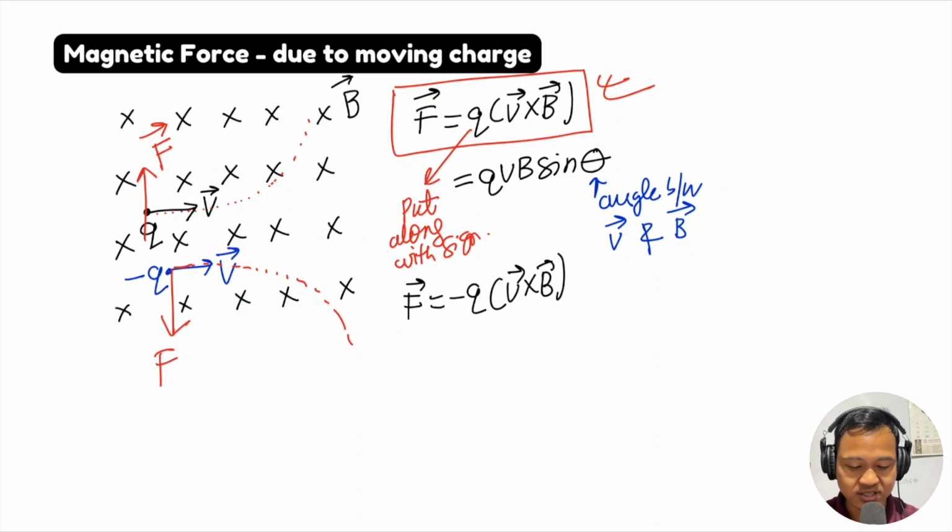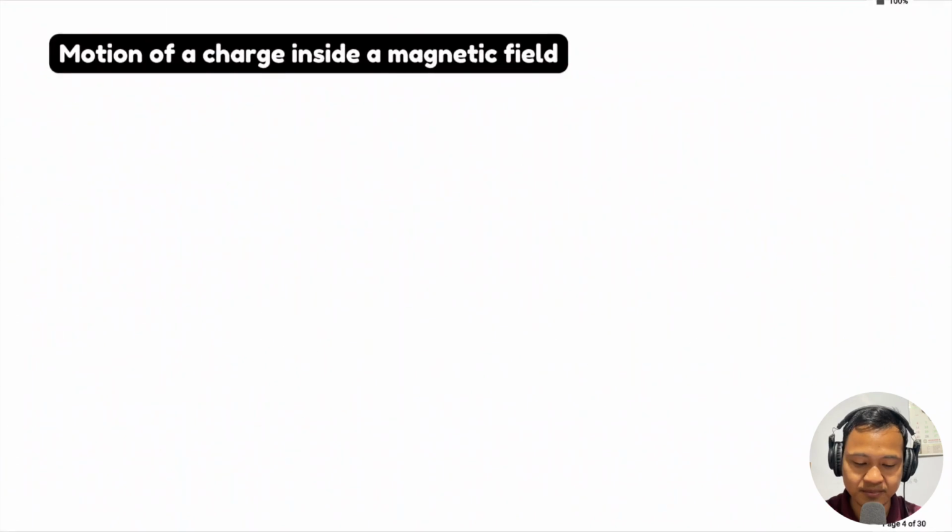Positive and negative charge affect the magnitude and nature of the charge. For positive, its direction is along V cross B. For negative, it is opposite to V cross B, because of the minus sign.